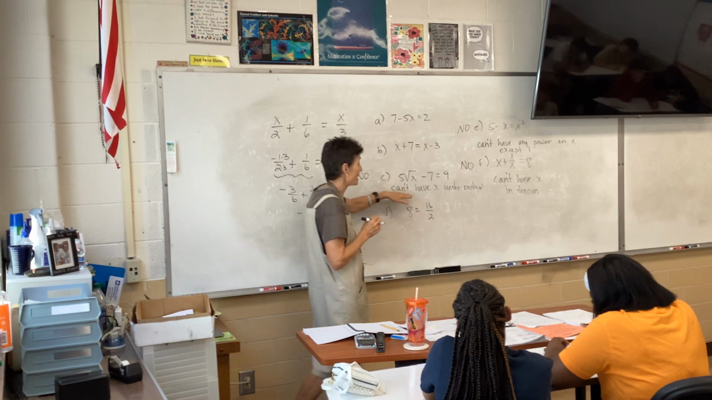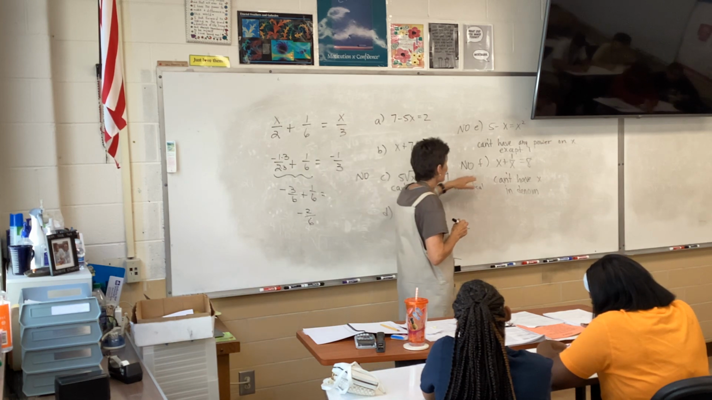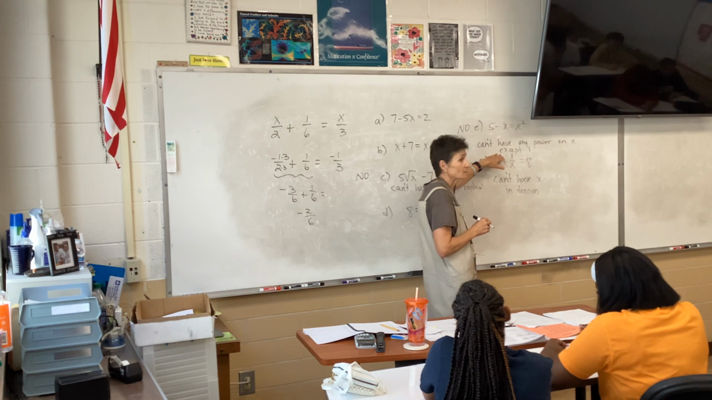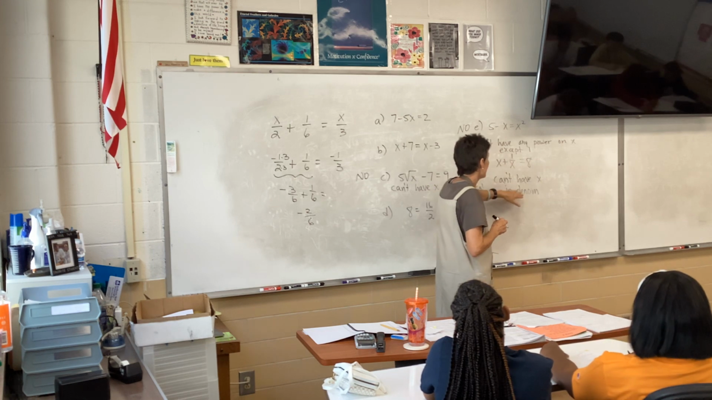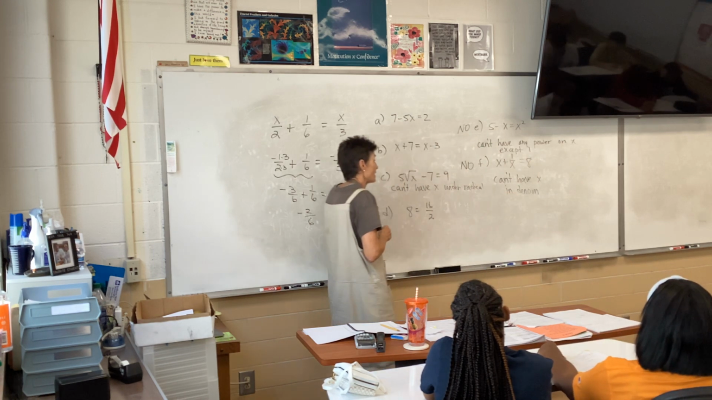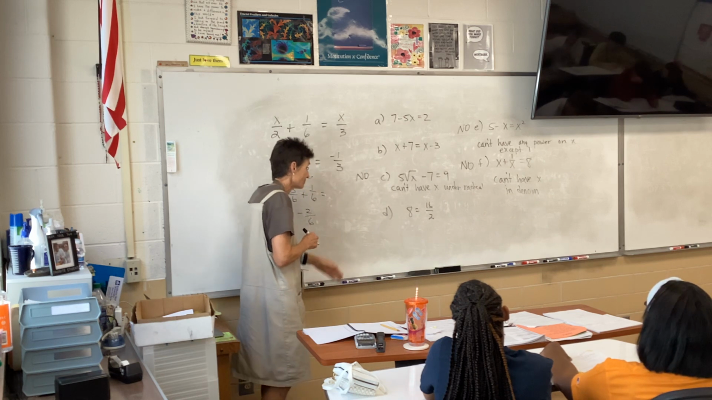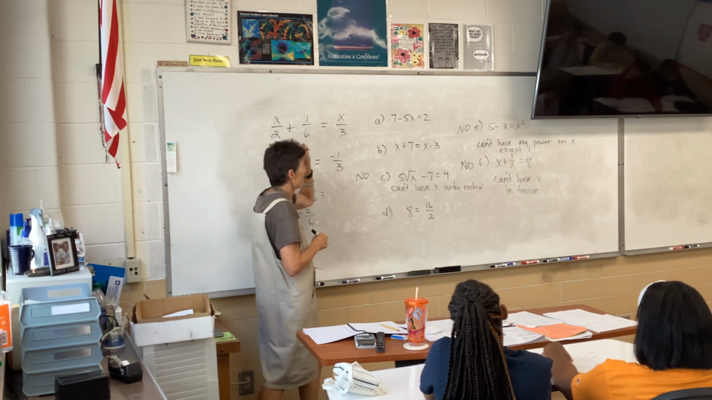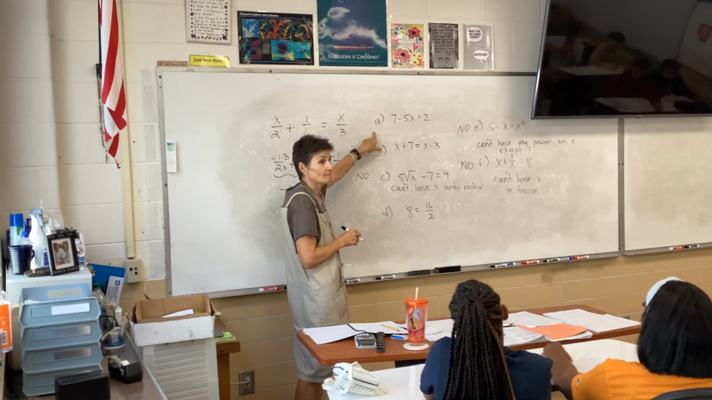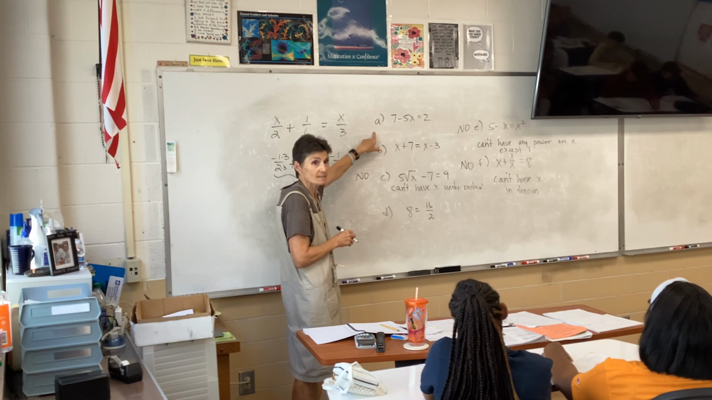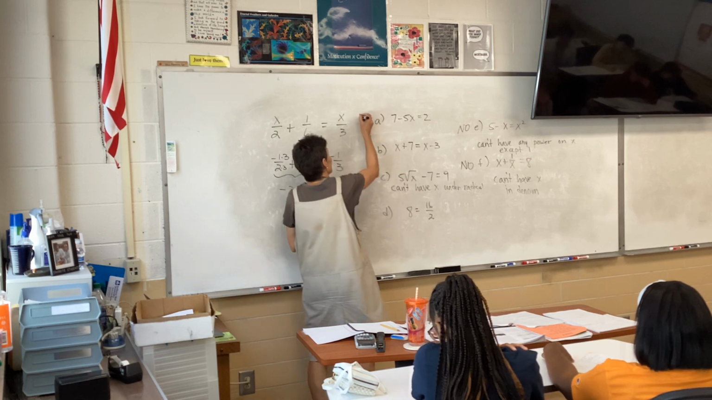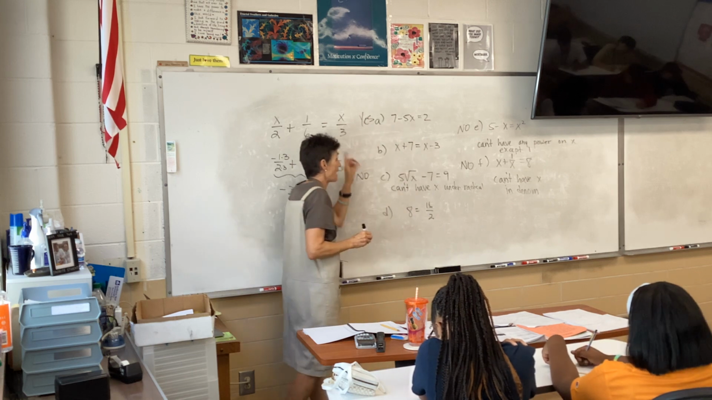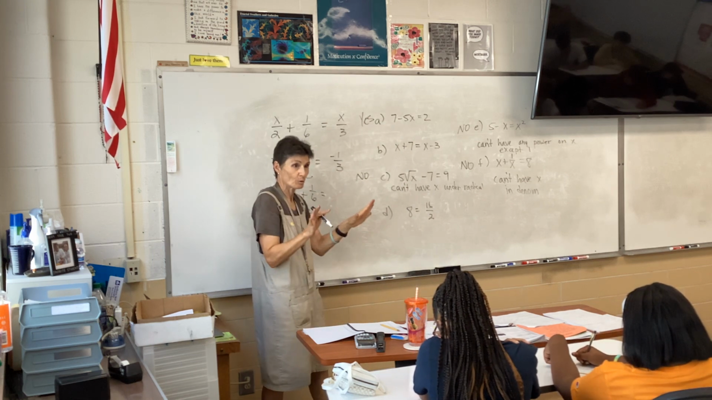We cannot have x under a radical, we can't have any power on x other than 1, and that means we can't have x in the denominator. Now, this one is a yes. It doesn't violate any of the rules. Would you agree with that?